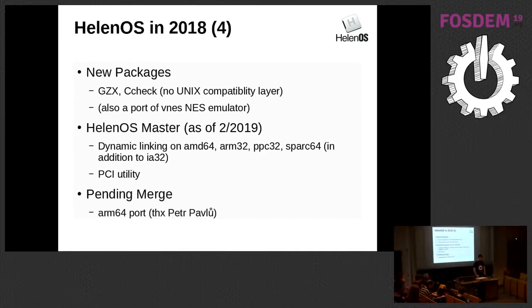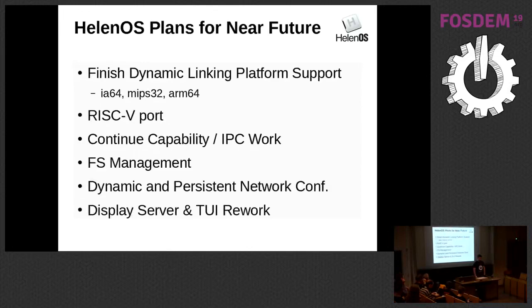I showed you the PCI utility at the beginning, that's just a utility which allows you to see what PCI devices were discovered by the device driver framework. And I already told you about the pending ARM64 port of HelenOS. As for the plans: finish dynamic linking support. Martin is working on RISC-V support that would nicely complement our collection of supported architectures.